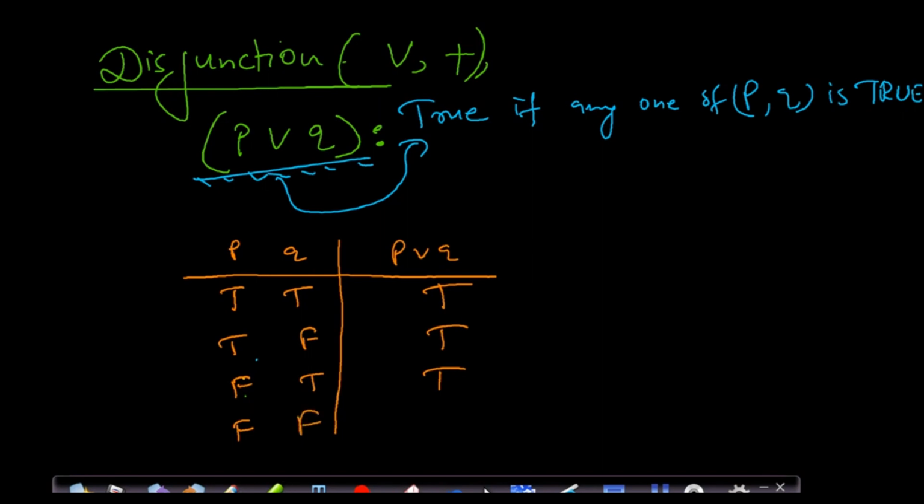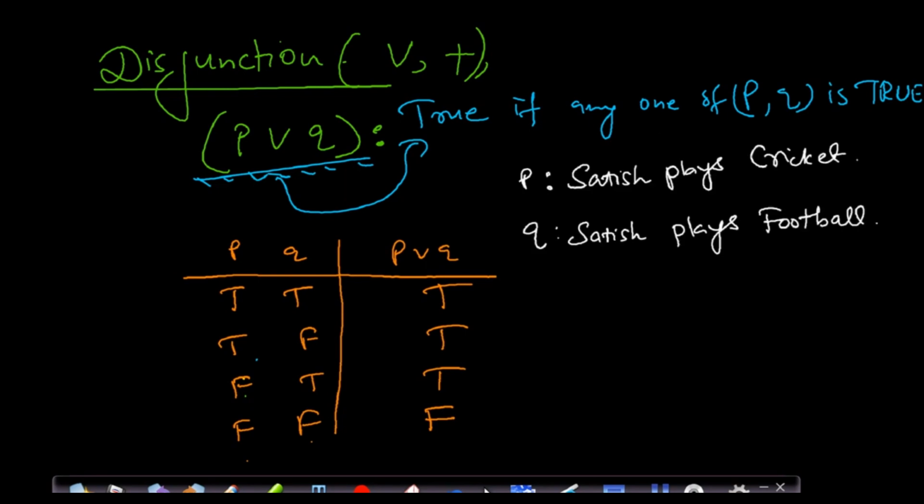So both are false. So this is false. There is nothing that is true, so it is false. Shall we take some examples?